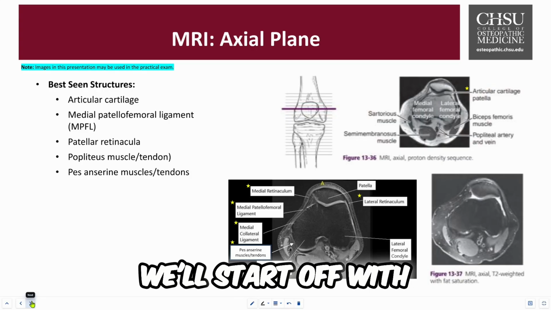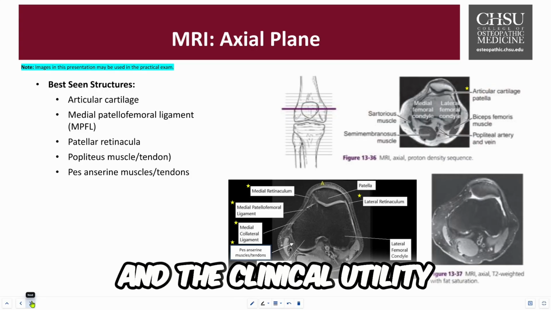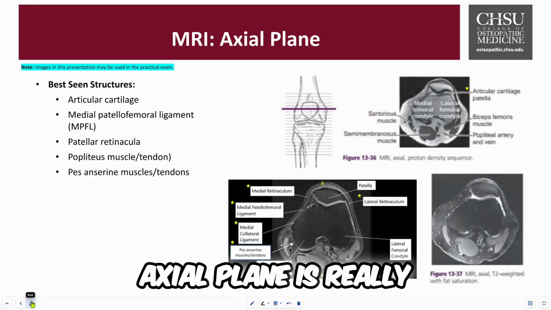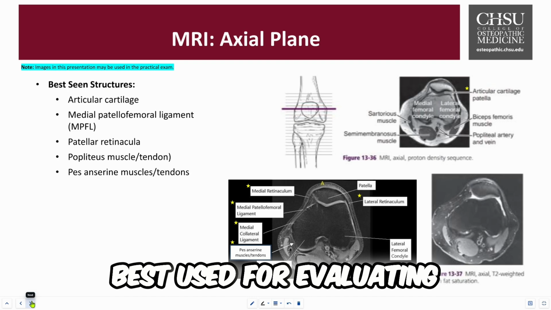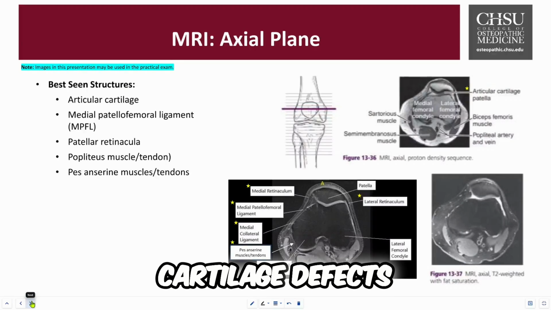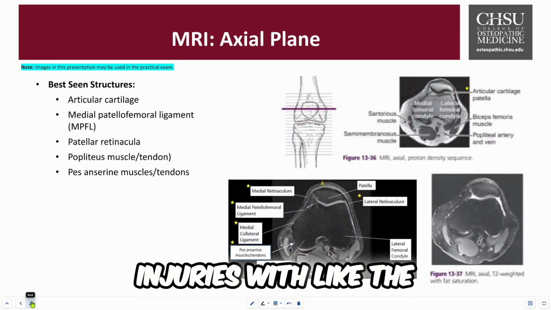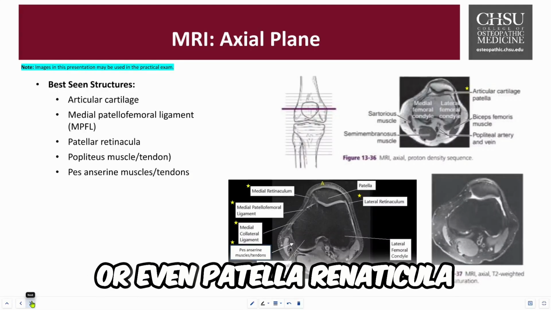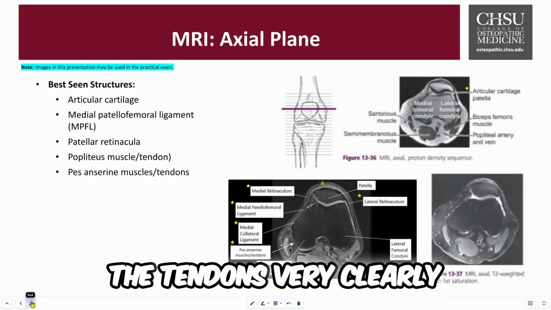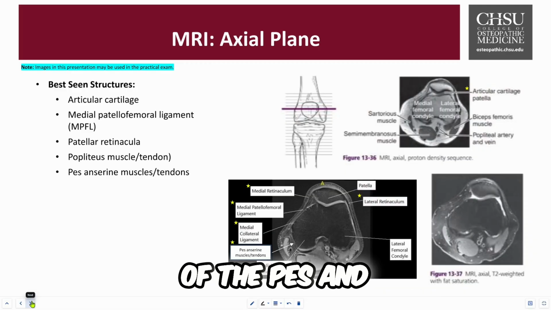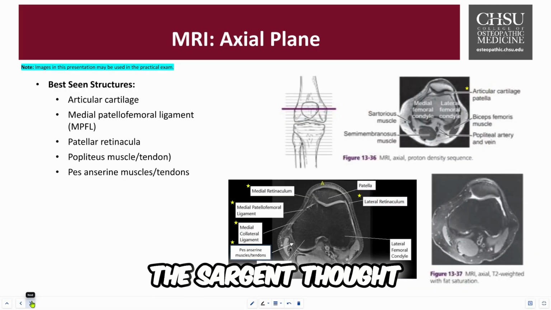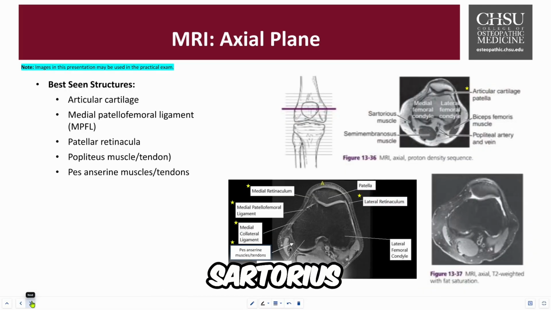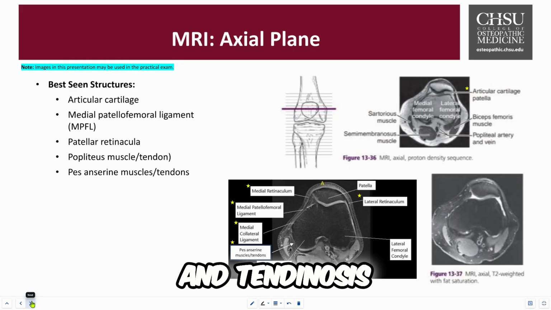So MRI, we'll start off with the axial plane. And the clinical utility here is that the axial plane is really best used for evaluating any kind of articular cartilage defects, injuries with the medial patellofemoral ligament, a stabilizer, or even patellar retinaculum. You can also see the tendons very clearly of the pes anserine muscles. So that's going to be the sartorius, gracilis, and semitendinosus, and also the popliteus.